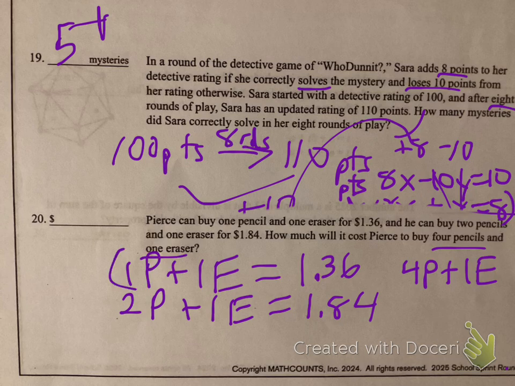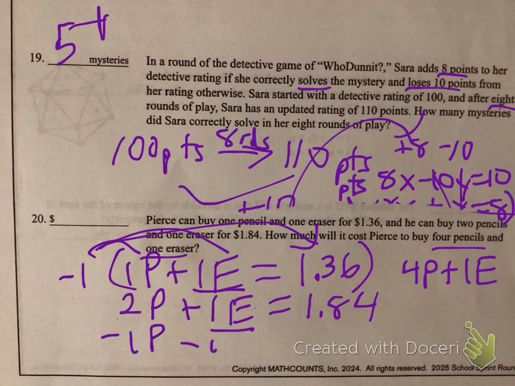So I could just subtract these 2 equations, or I could multiply this one by a -1. The reason I'm doing that is I'm trying to get one of those variables to cancel out. So if I have a 1e and a -1e, those are going to add up to nothing, right? So they're going to cancel out. So it's really going to be -1p if I distribute that, minus 1e equals -1.36.